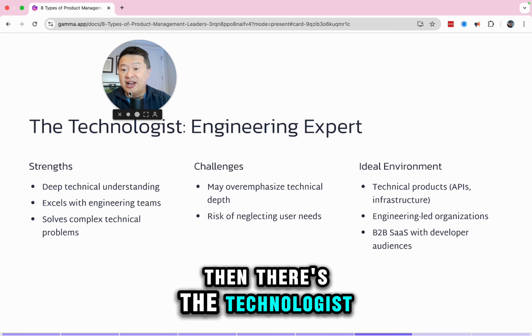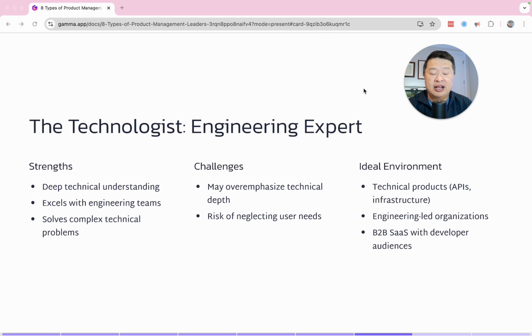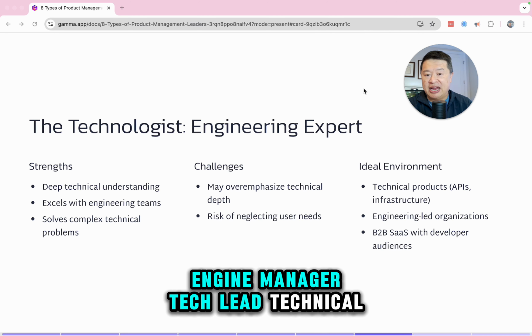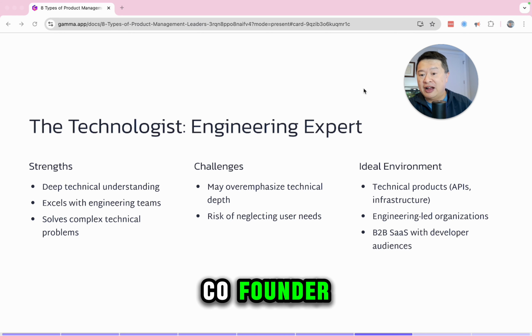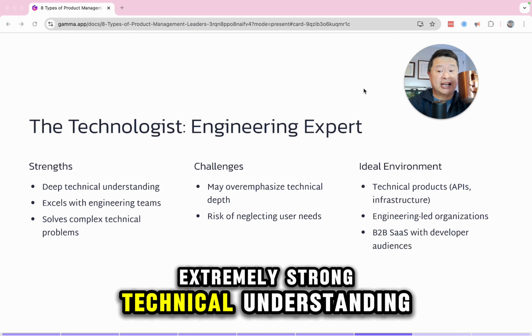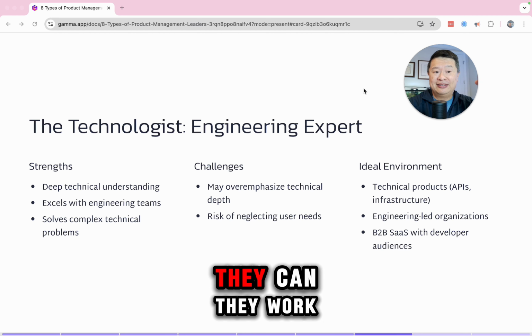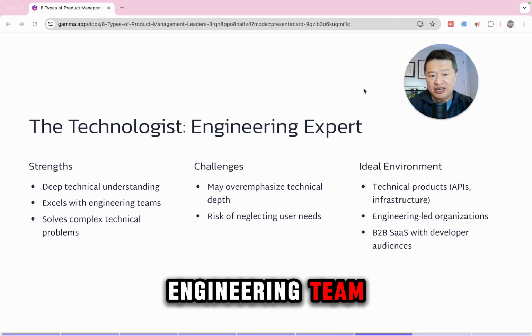Then there's the technologists. They might be a former engineer. They could be a former eng manager, tech lead, or technical co-founder. Then they moved into product. Extremely strong technical understanding. They work great with engineering teams. They can bring the best out of the engineering team. They can improve the engineering team's technical thinking.